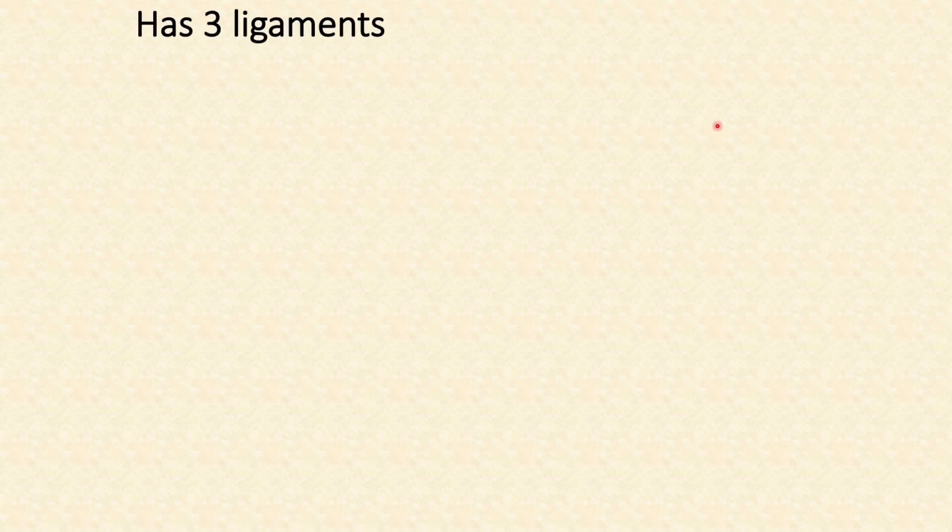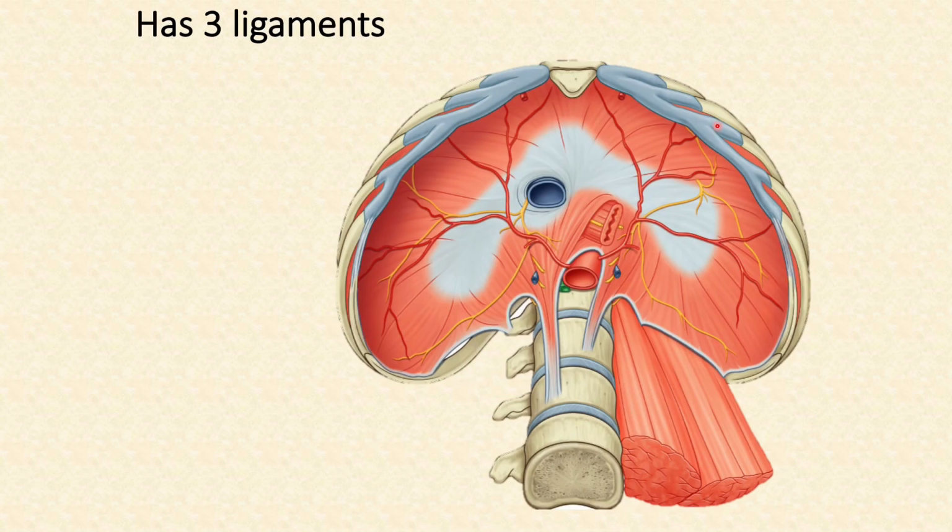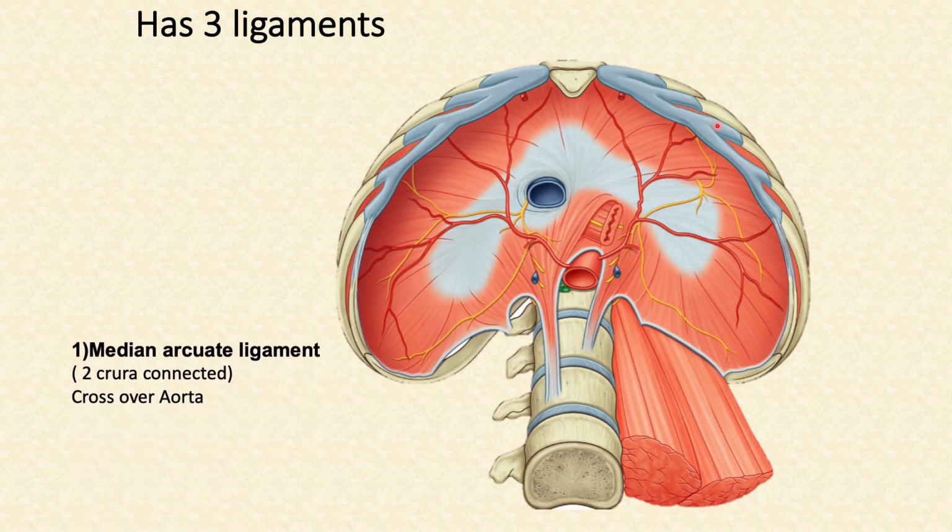Now let's look at the three ligaments. First one is the median arcuate ligament. Pay attention to the word median. It is present in the midline in the center where the two crura are connected, and this crosses over the aorta. This red color structure is showing this is the aorta.